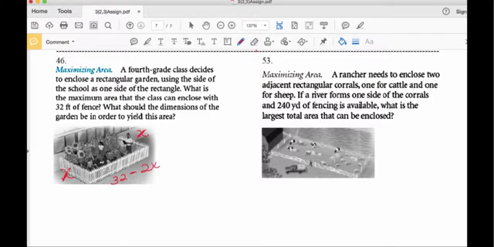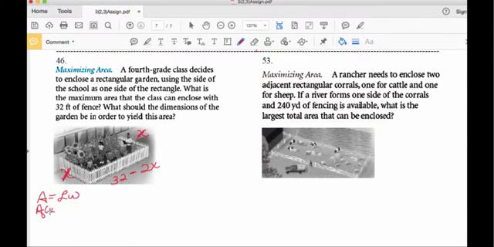X amount plus X amount is 2x. X plus X is 2x. So the leftover expression that we'll use for this side here is going to be 32 minus 2x. And then our area of a rectangle is length times width.